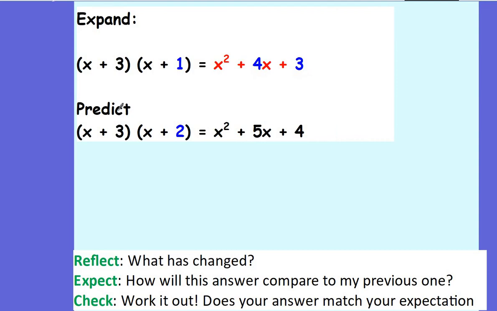A good prediction might be to say, well, the 1 has gone up by 1 and has become 2. Therefore, I think my coefficient of x is also going to go up by 1, and my number on the end is also going to go up by 1. That would be a good prediction to come out with.